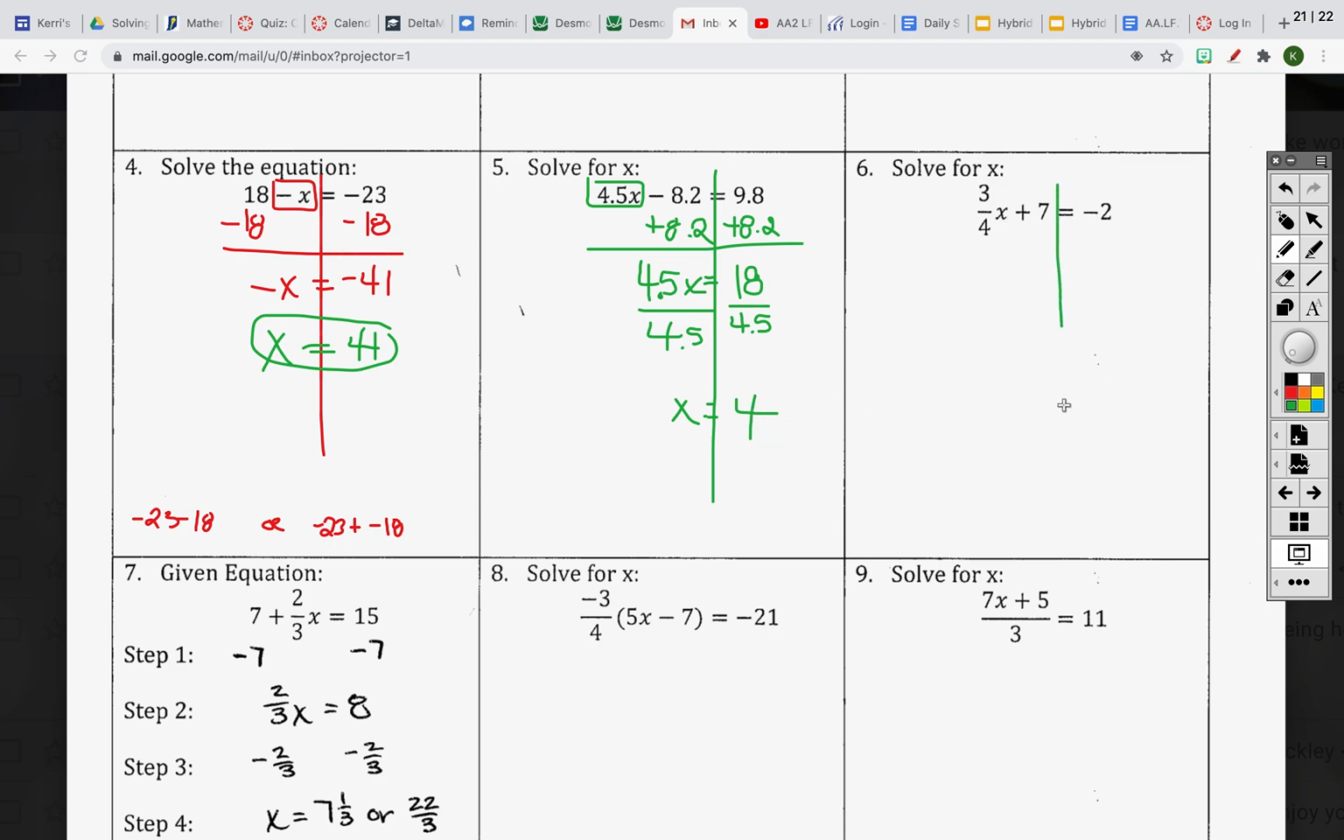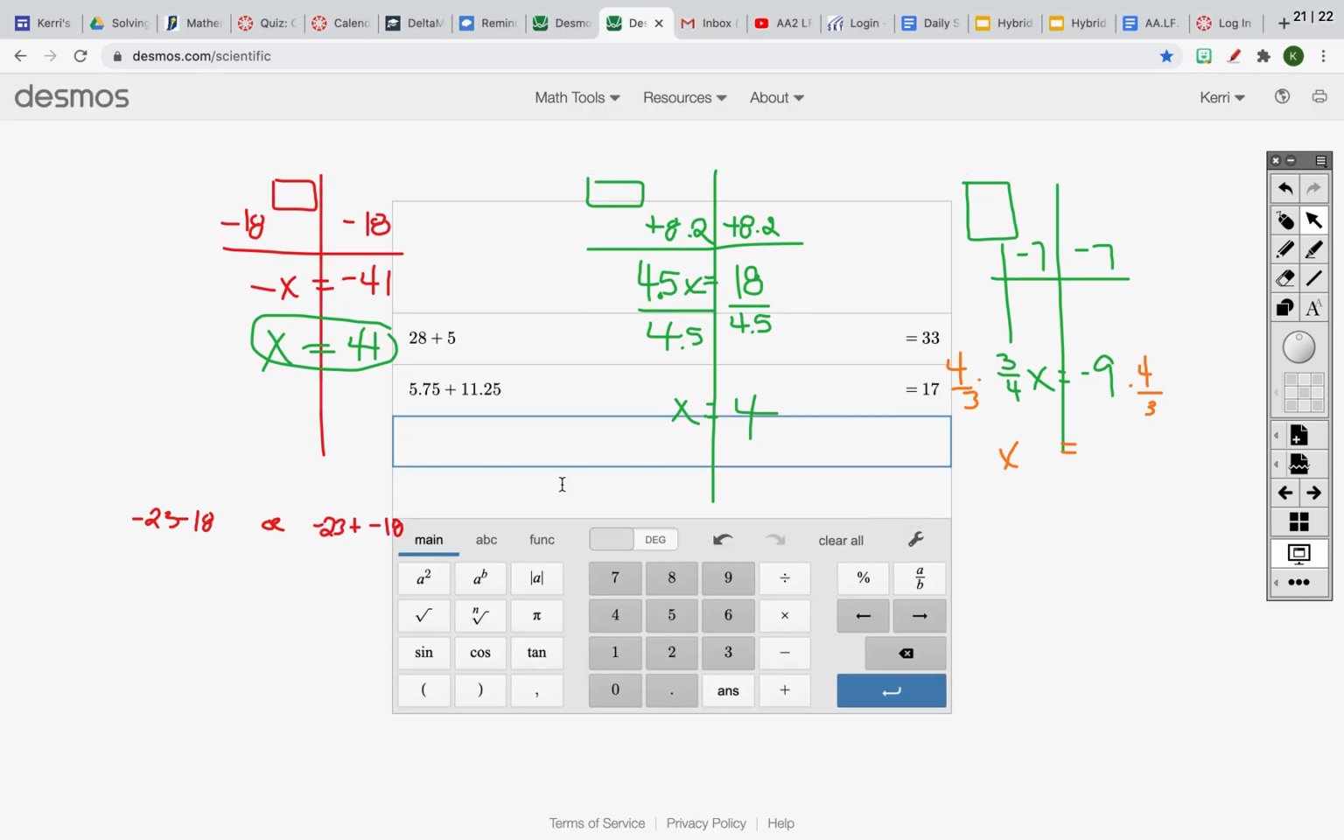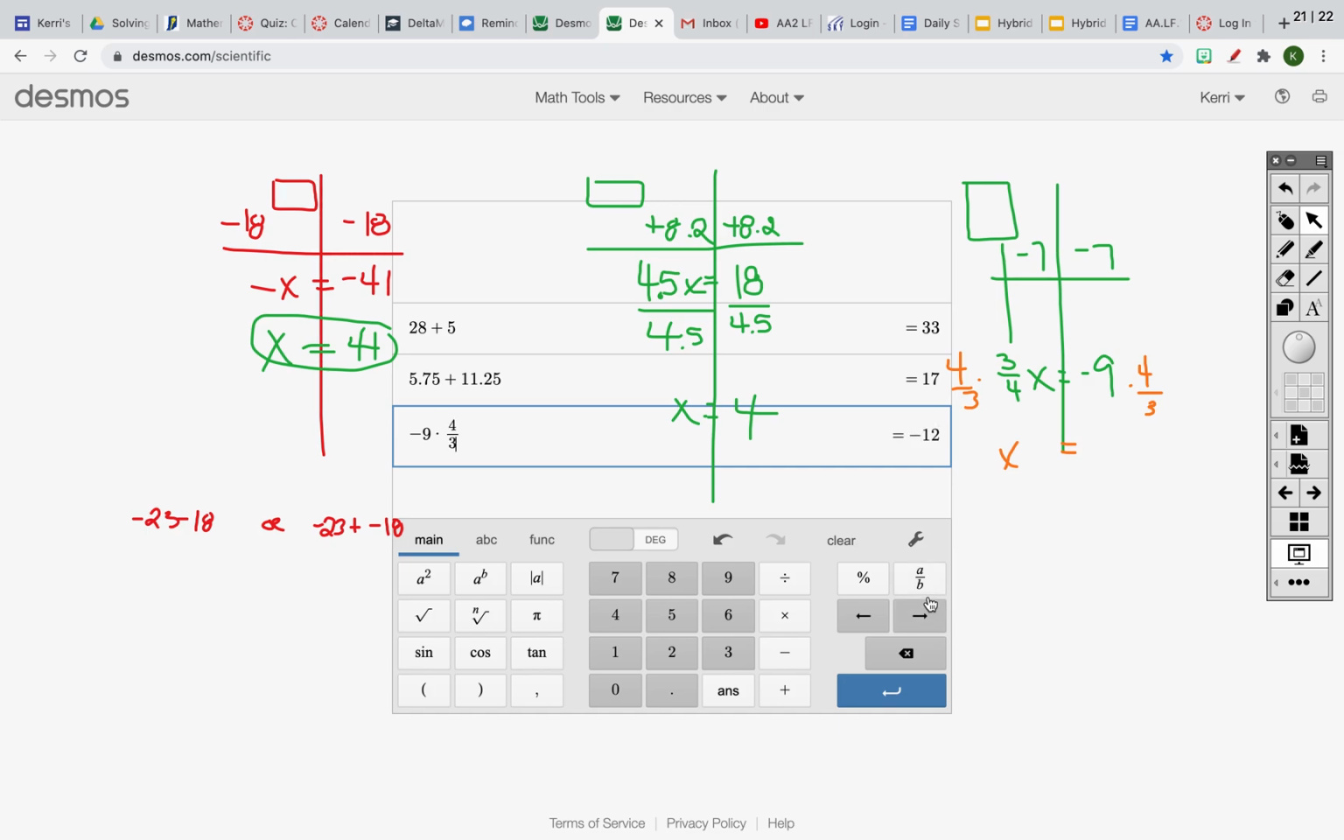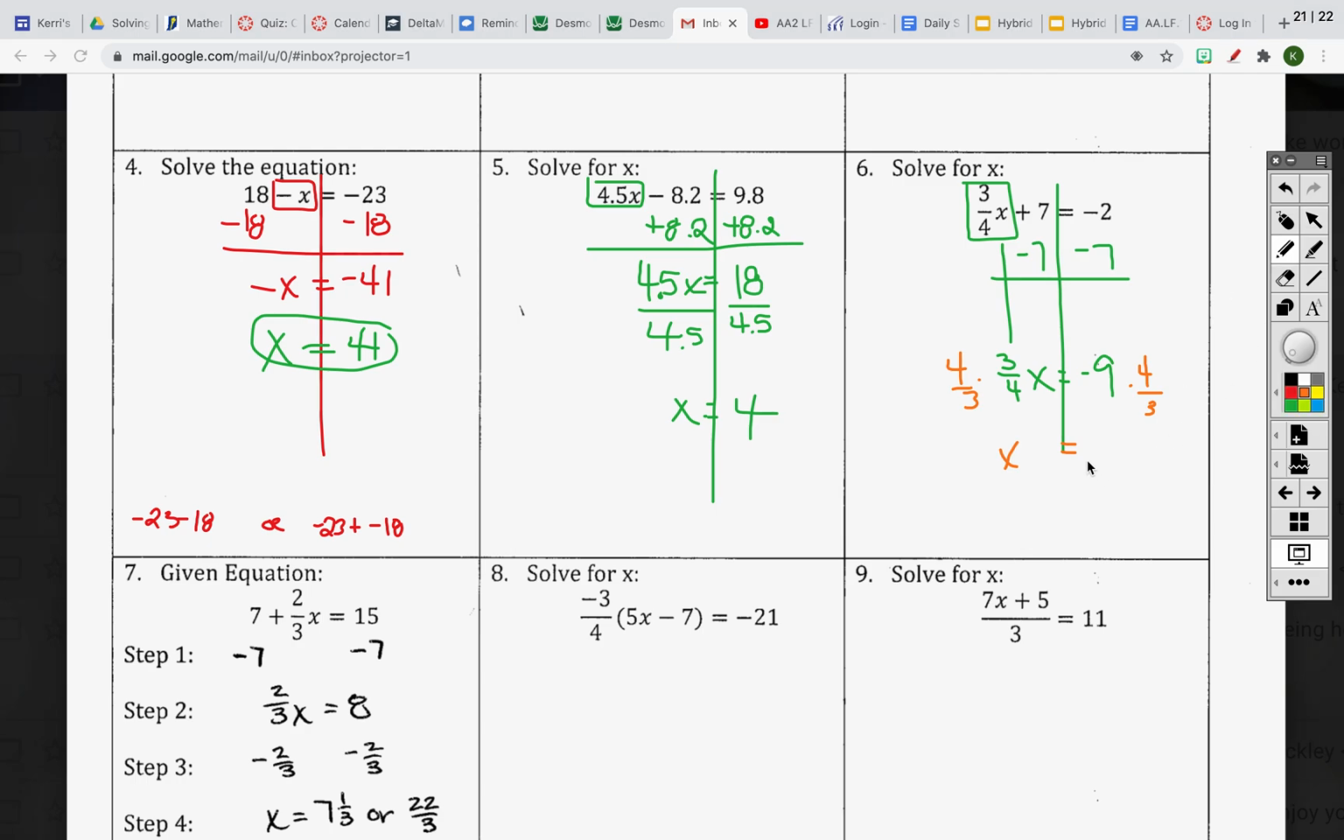Okay. Drop your line, box your variable term, opposite operation, bring down the variable term, bring down the math, don't lose your variables, negative 9, multiply by 4/3. This is when you are multiplying by your reciprocal. X is equal to, again, you're using your calculator, negative 9 times 4/3, is a negative 12. That's it.